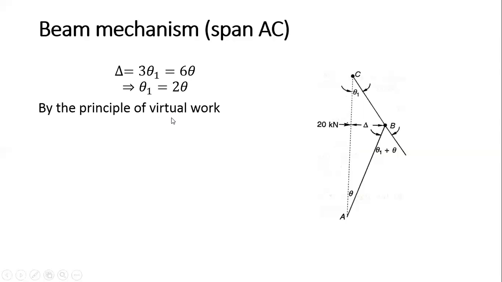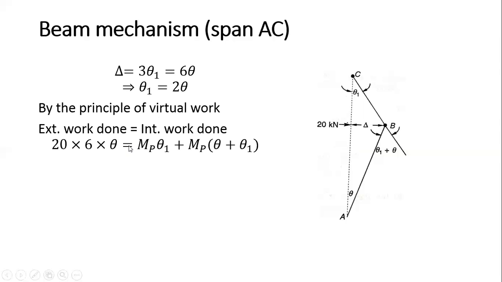Now the principle of virtual work we have to apply. 20 into 6 theta. This is 20 multiplied by this 6 meter. 20 into 6 theta is your external work done. And what is the internal work? There is no hinge here because it is already a hinge joint. So we have the first hinge here, MP times theta 1 plus MP times theta 1 plus theta.